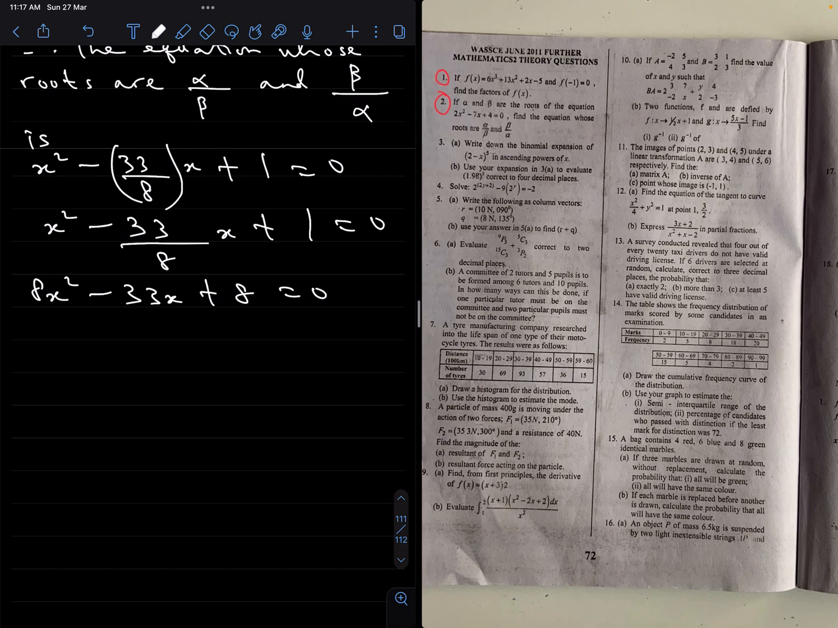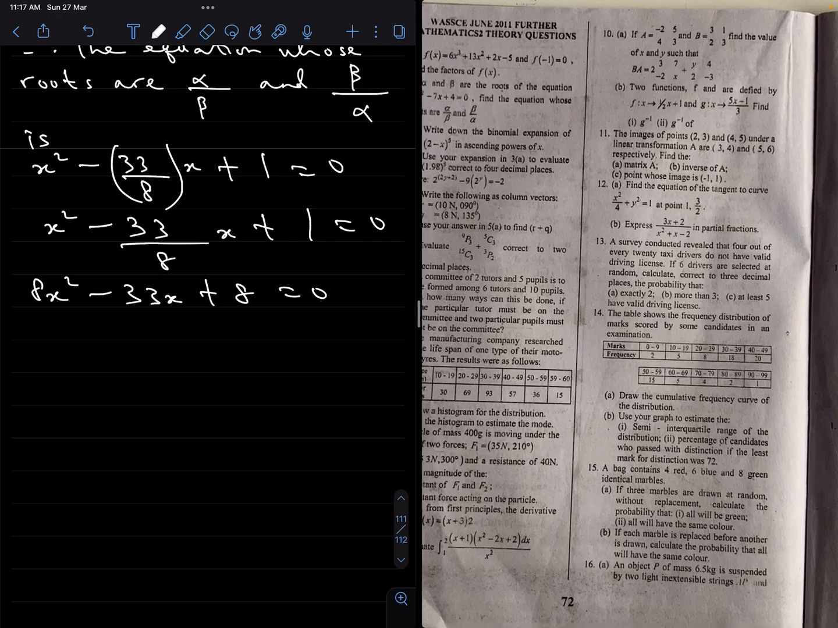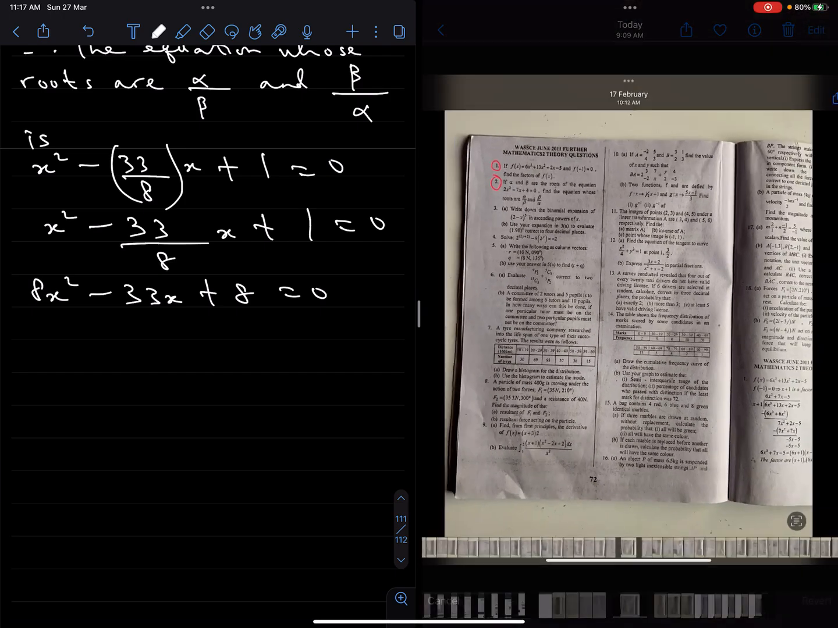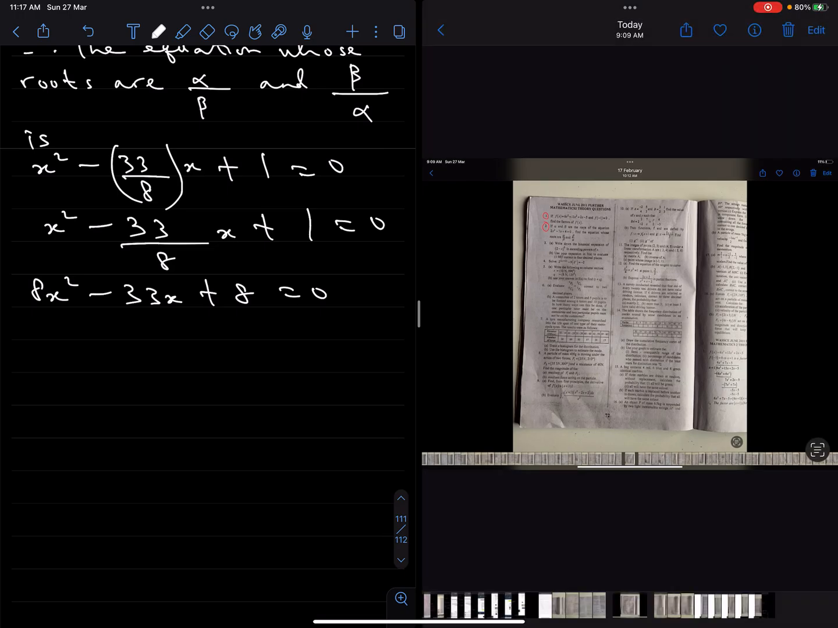Now, what's the next one? Do we have any other? Yes, 10b. Find g. I didn't even mark that. But let's mark it so that we see that we did that.